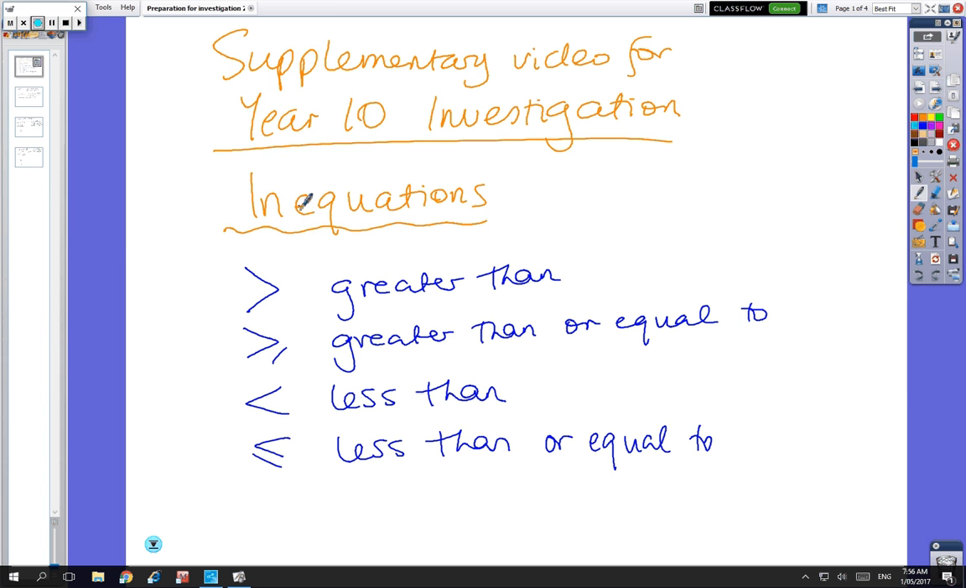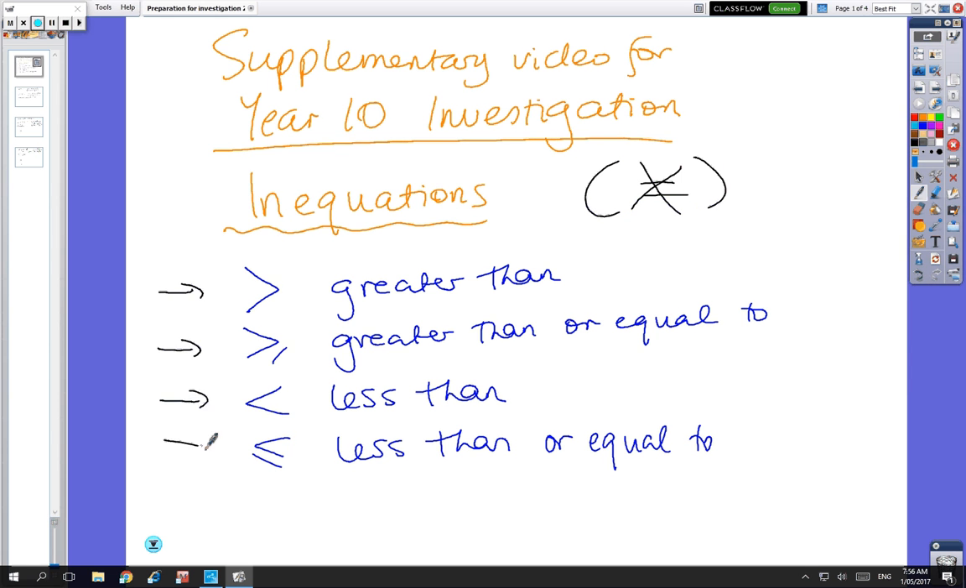Just going through the investigation, I realised that I probably should do a little discussion about another question, the topic being inequations. So this is just supplementary to the first video. In inequations, you don't have equal signs, and what you have is these sort of symbols.